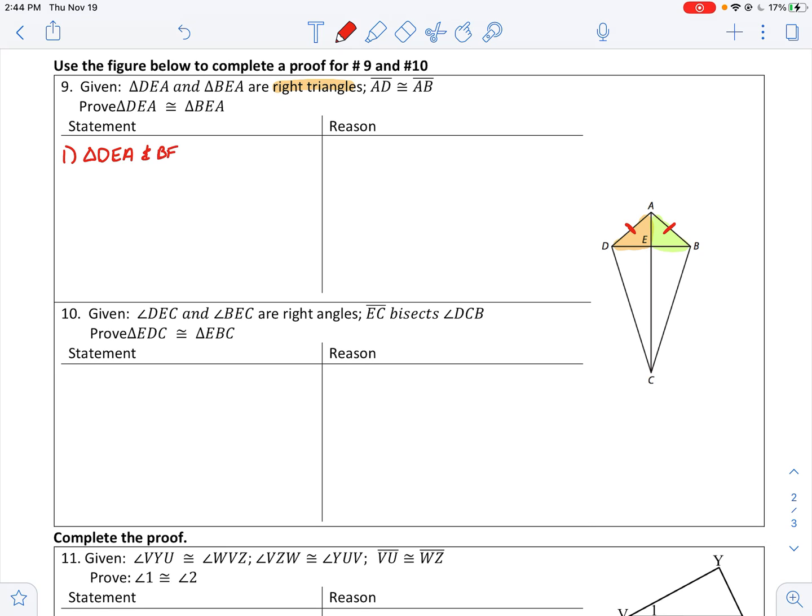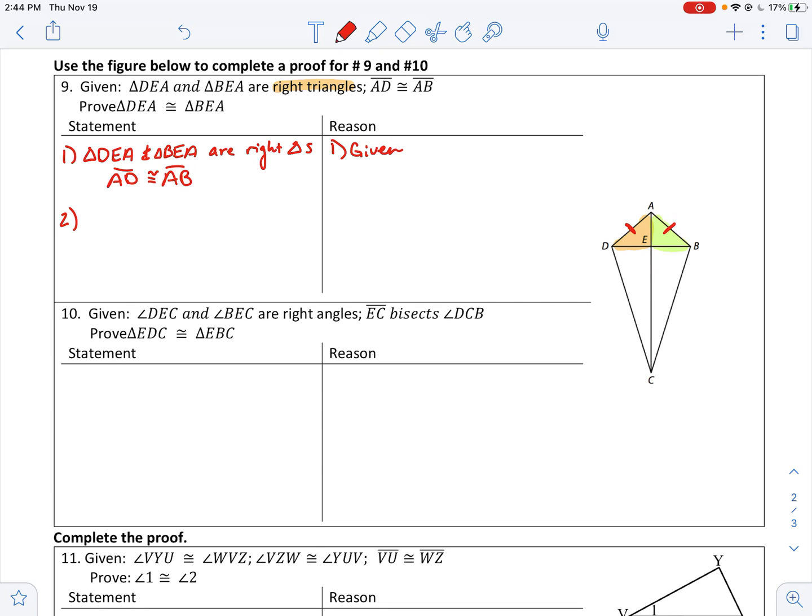DEA and BEA are right triangles. Those are right triangles. That was given. We were also given AD and AB congruent. So AD congruent to AB. That's fine. 2.